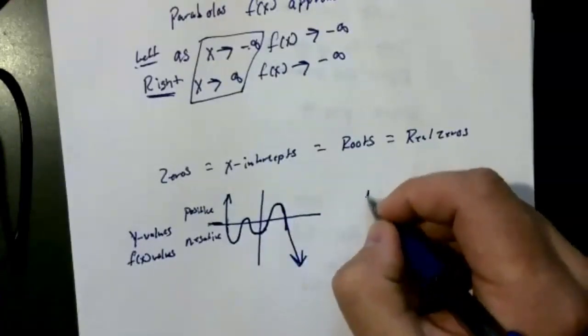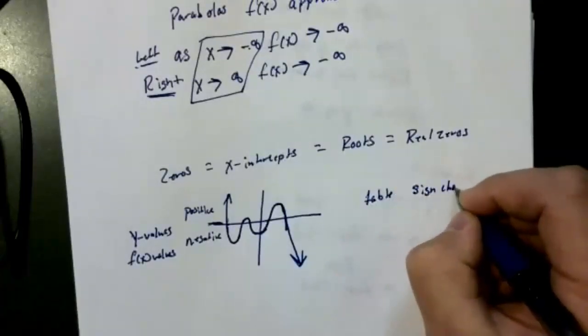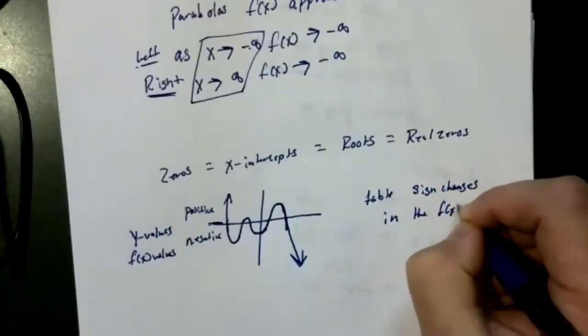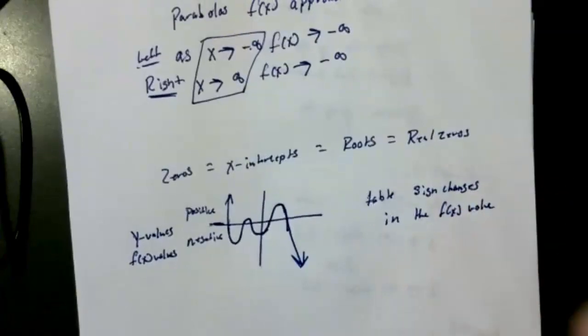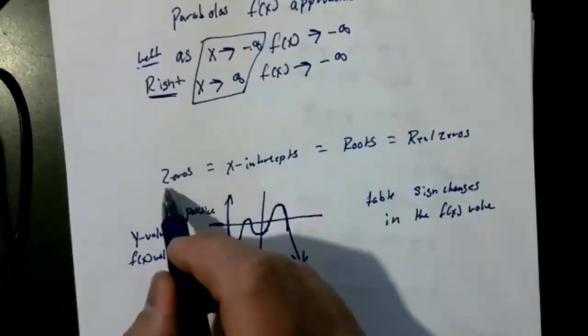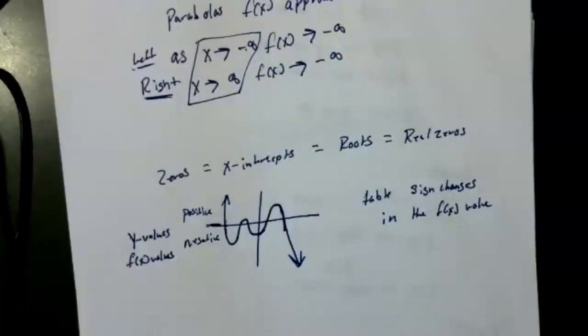So if it's given to you in a table, you're looking for sign changes in the f of x value. Okay, sign changes in the f of x value correspond to real zeros, x-intercepts, roots. Okay, and that's because the only way you can come from a positive to a negative y value is because we had to have touched the x-axis. We've had to have crossed it over. Okay, that's the only way we go from positive to negative.